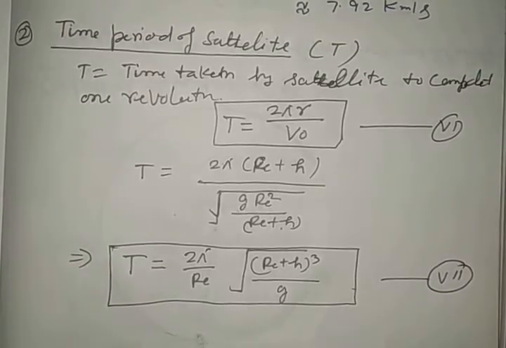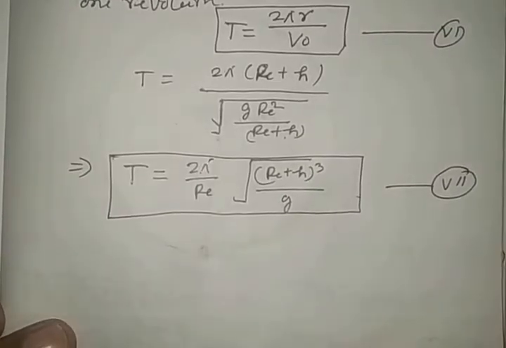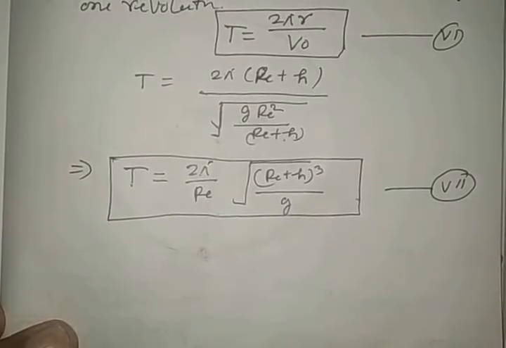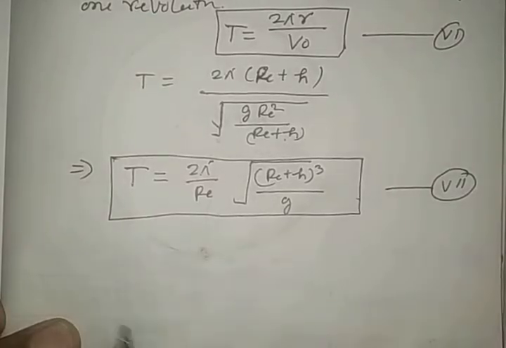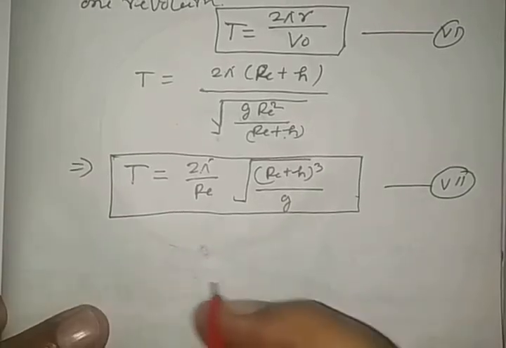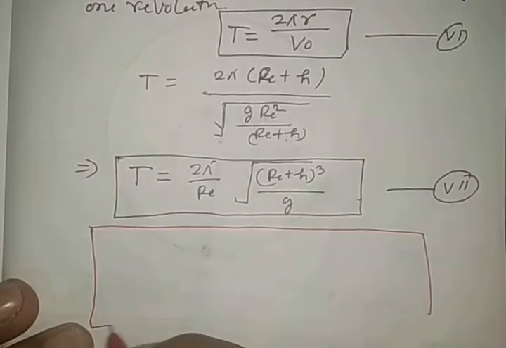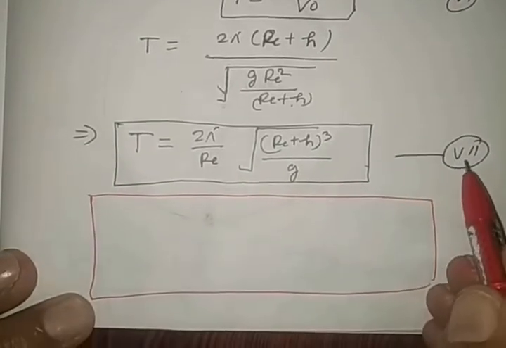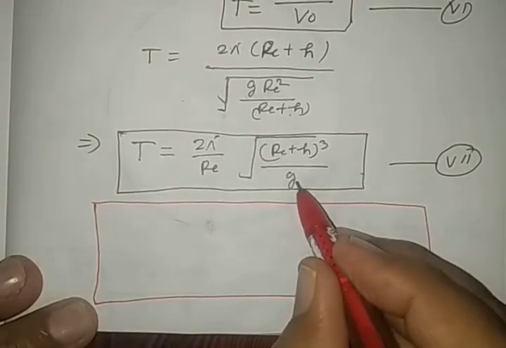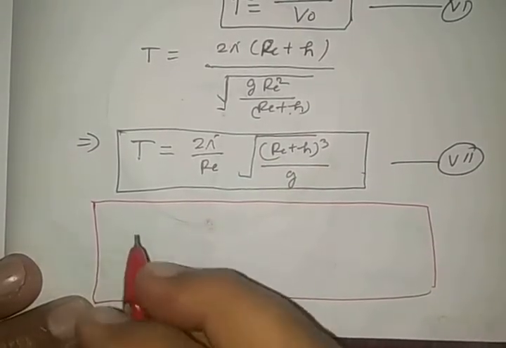We can make a small change in the formula of time period by making a suitable substitution. See the substitution here. This substitution is represented by the red color. What substitution are we going to make in equation number 7? We are going to obtain the value of g and place it in equation number 7. So see how we get g.